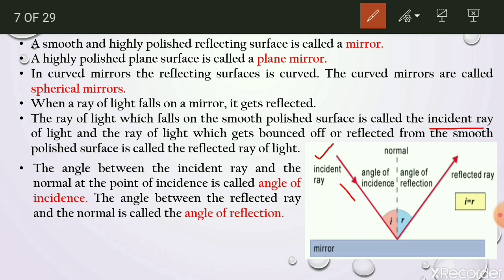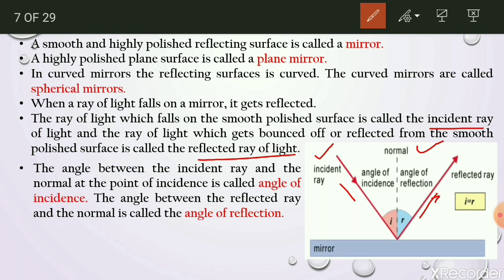The ray of light which gets bounced off or reflected from the smooth polished surface is called the reflected ray of light. You can see the incident ray falling on the surface, and after bouncing back, the light ray which is going back is called the reflected ray. This is denoted by small r. Now we can draw an imaginary line between the incident ray and the reflected ray, which is called the normal.